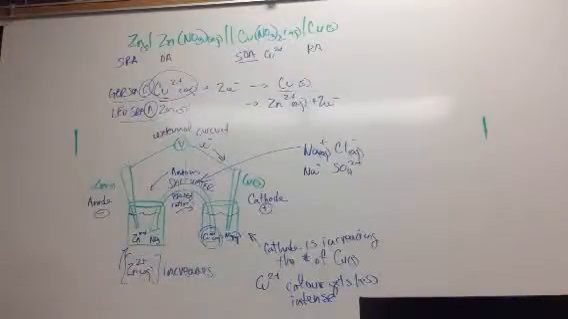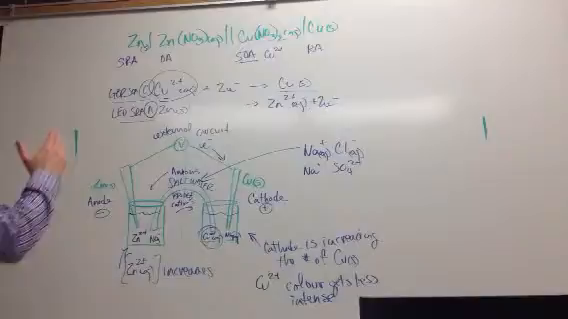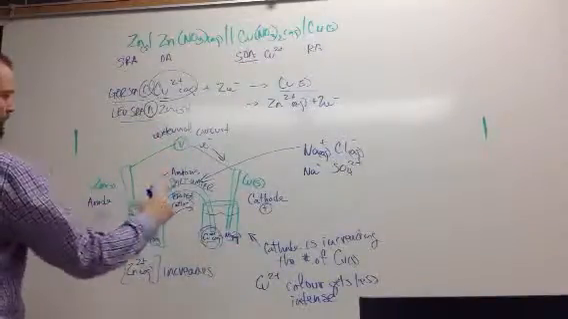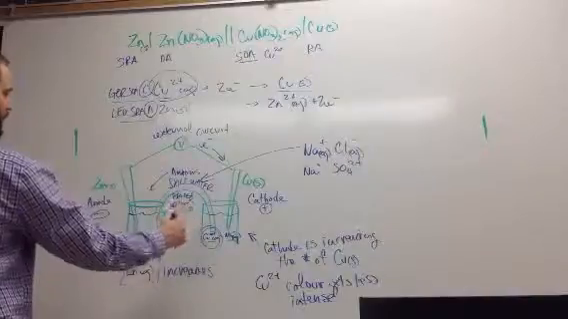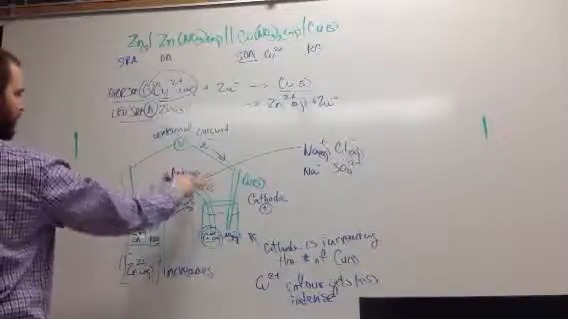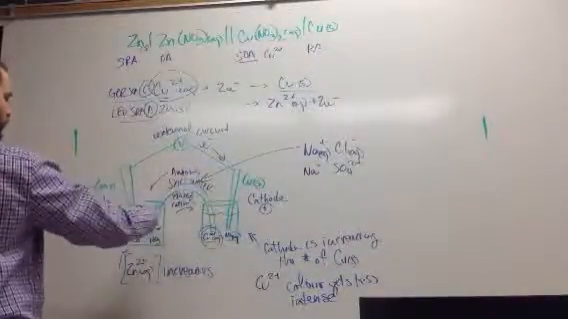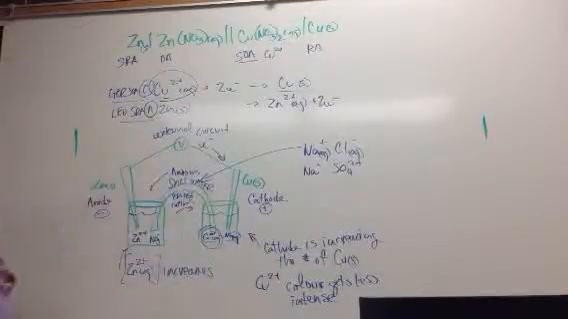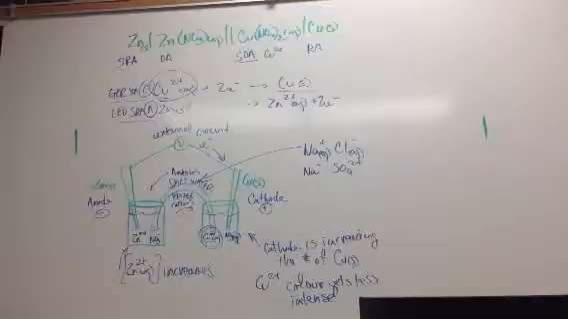You'll always be responsible for labeling a diagram, labeling your electrodes as well as your electrolyte solutions. You need a saltwater bridge. You need to say which anion is going towards the anode, what cation is going to the cathode, and the direction of the electrons in the external circuit. That's basically the fundamentals behind voltaic cells.